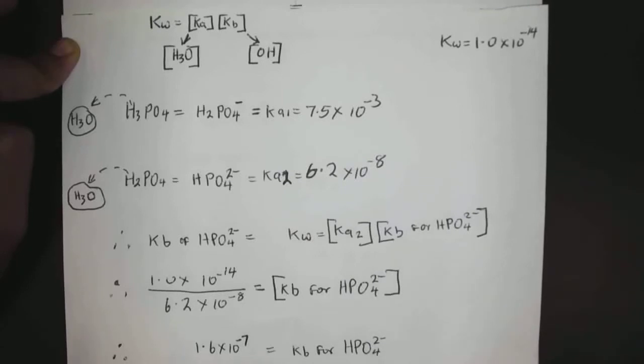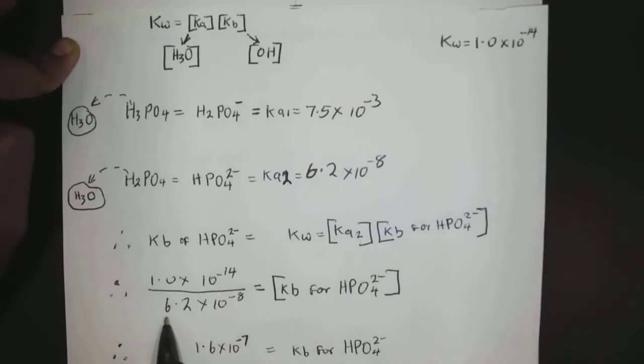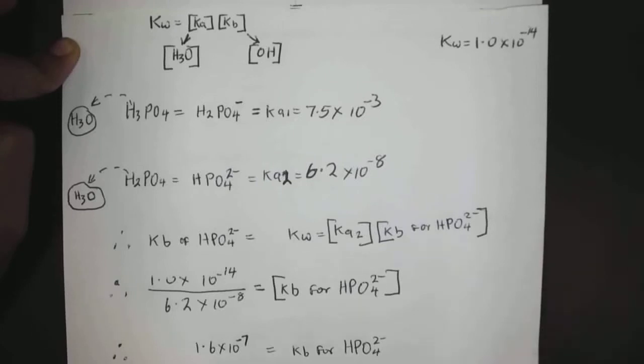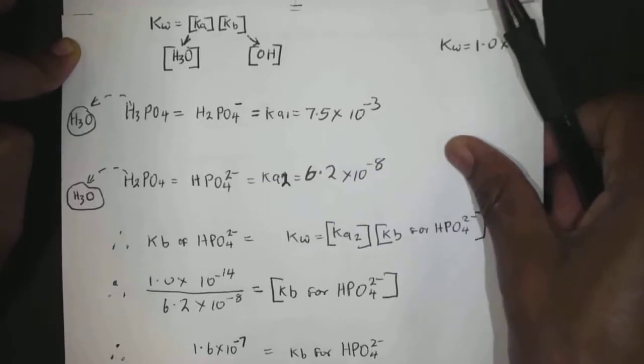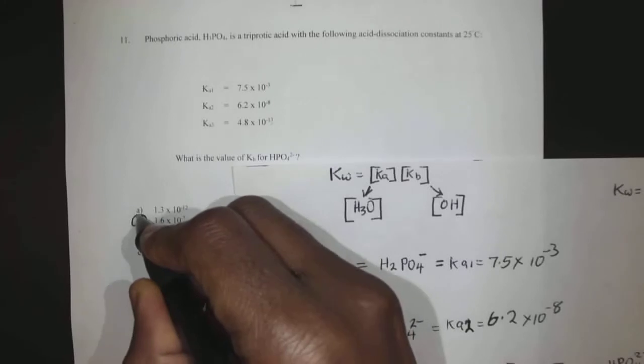Rearranging this equation, we have 1.0 times 10 to the negative 14, which is the value of Kw, divided by 6.2 times 10 to the negative 8, which is the value of Ka2. We have Kb for HPO4 2 negative is equal to 1.6 times 10 to the negative 7 when this is put in the calculator. And this is your answer.